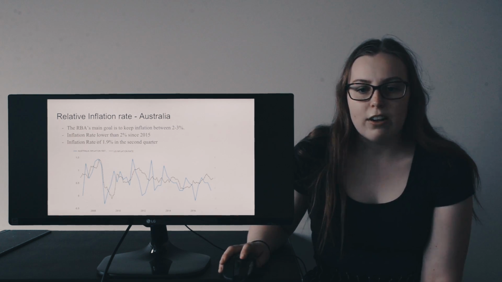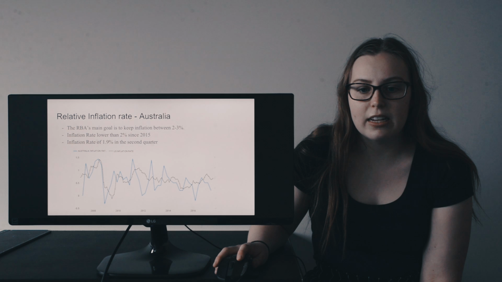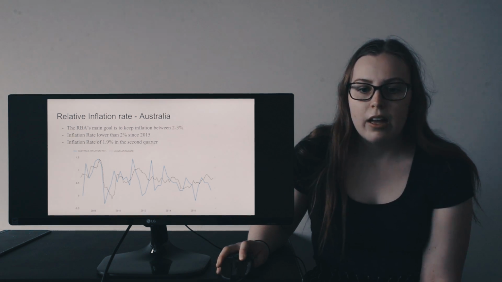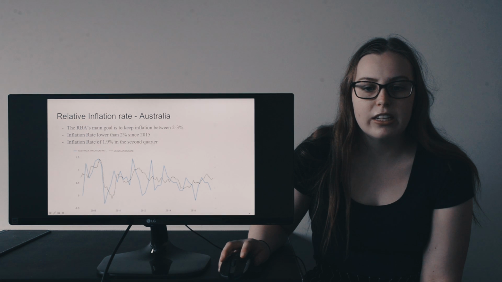Looking at the comparison graph shown, we can see that Australia's inflation rate is ahead of the changes compared to America. This is because Australia is more sensitive to market changes, and hence the USA is more stable. As seen on the graph, inflation rate in Australia and the USA dropped dramatically in 2009. This was due to the GFC.